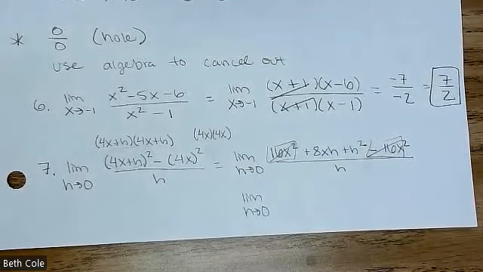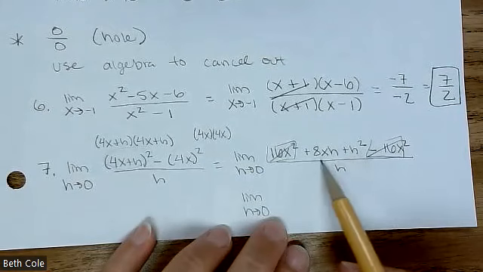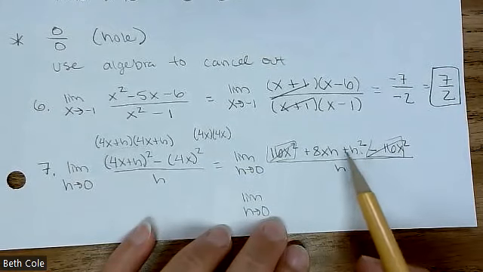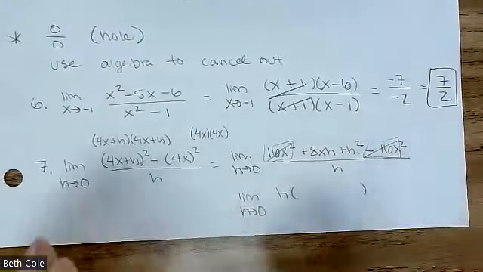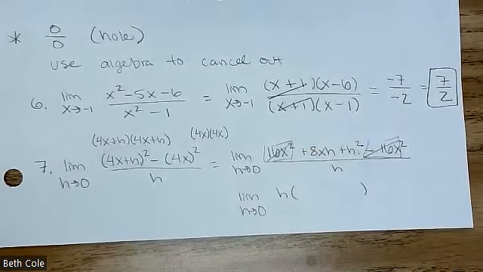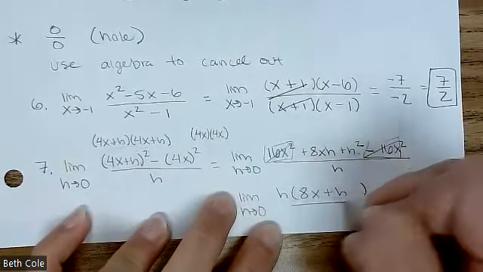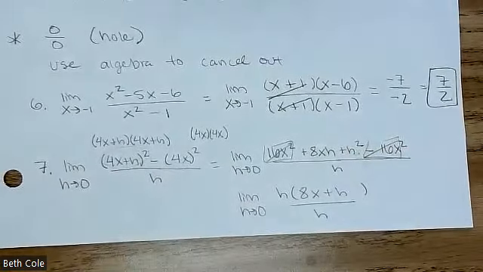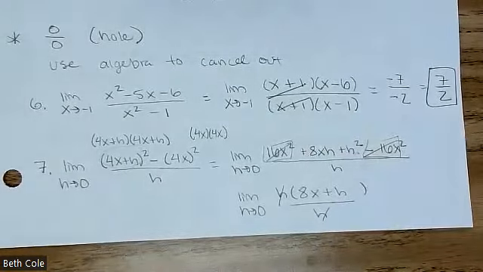You'll be all right. Out of the terms that are left, do you see how they both have an h in them? See how this has an h and that has an h? We're going to factor out an h, its greatest common factor. What's left when you divide out the h? Good, 8x plus h over h.